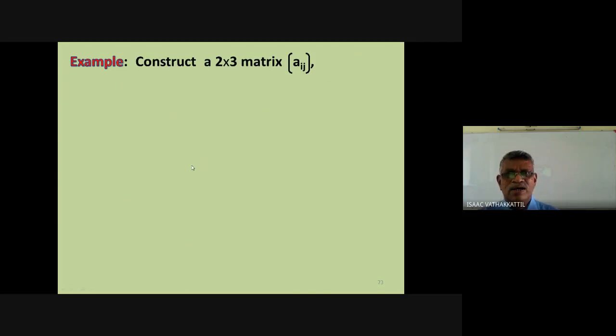Okay? Well, let us construct a matrix of order 2 by 3. A 2 by 3 matrix means we will be having 2 rows and 3 columns. Construct a 2 by 3 matrix Aij, where Aij is given as (i + 3j)/(2i + j). Of course, if I have time, I would ask you to write in your book, but you can write slowly.